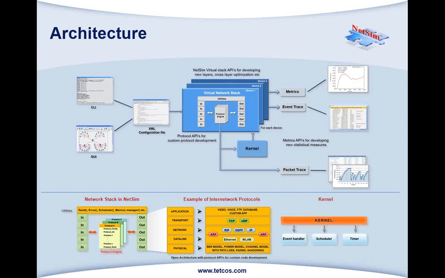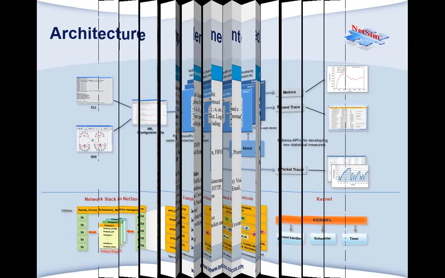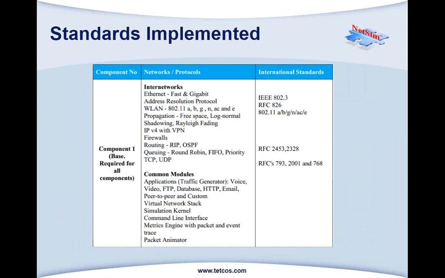This is the architecture of NetSim. It can be opened through the CLI, command line interface, or the GUI, graphical user interface. Then it will create a configuration XML file that can be edited further. And this is the internal architecture of kernels and virtual stack. After doing the simulation, we have data with us, like metrics, event trace, and packet trace. This is the information we get after designing and simulating any network.